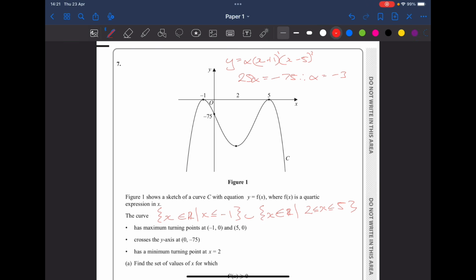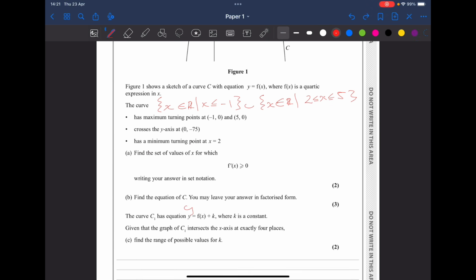So that's good. We can then rewrite the entire thing back out again. I will put it down here by the answer though. So y is -3 times (x plus 1) squared times (x minus 5) squared.